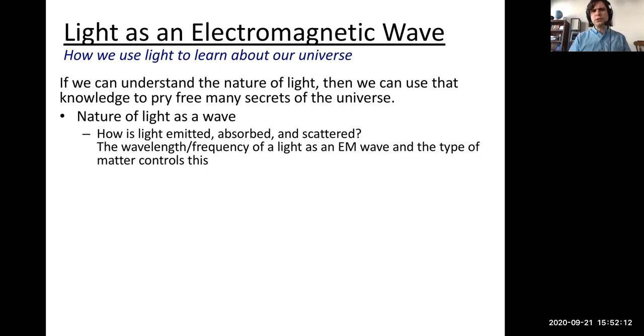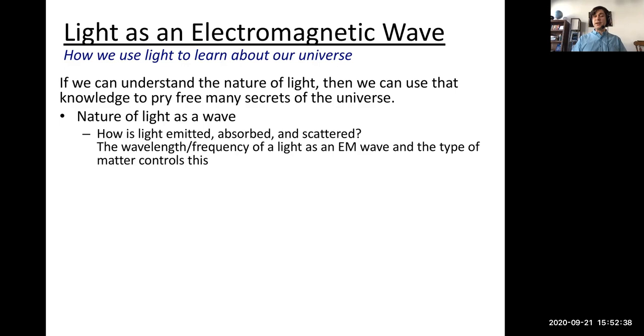And I want to walk you through a little bit of this. This is a quick summary of a lot of the things we're going to hit. So let's look at the nature of light as a wave. How is light emitted, absorbed, and scattered? Where does light come from? What creates light? Whenever light runs into something, how does it get absorbed? How does it bounce off? How is it scattered?